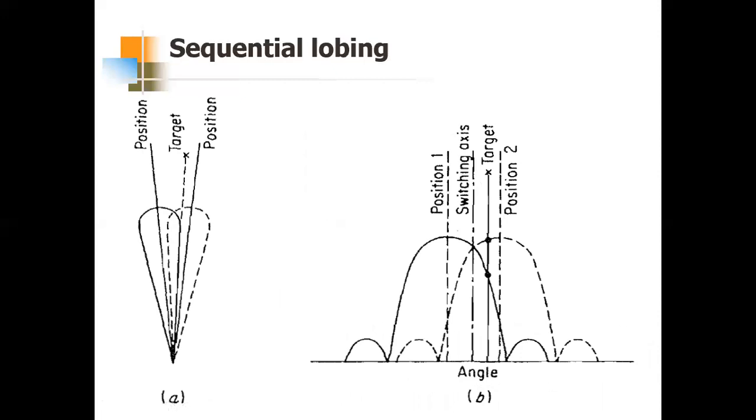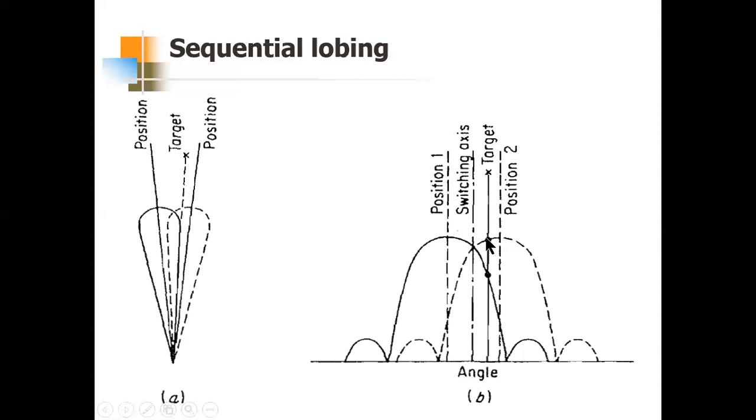So the direction in which the beam has to be moved to bring the target on this switching axis. You can call it the boresight, but it is not the boresight we saw in monopulse tracking. The direction in which we have to move this beam to bring the target on this boresight is found by observing which beam position has the larger signal. So here we have to move this position towards this side.